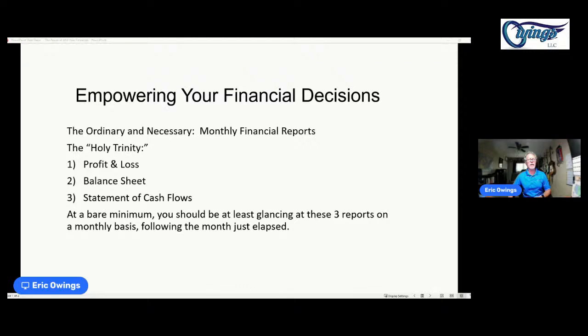Financial decisions. Now there are, matter of fact, let me go ahead and I will share this with you now. At the very bare minimum, there is a holy trinity of financial statements. It's kind of our little expression we call them by, because there are three of them, and they are the profit and loss statement, also known as the income statement, the balance sheet, and the statement of cash flows. These three things tell us three different key elements of your business performance.